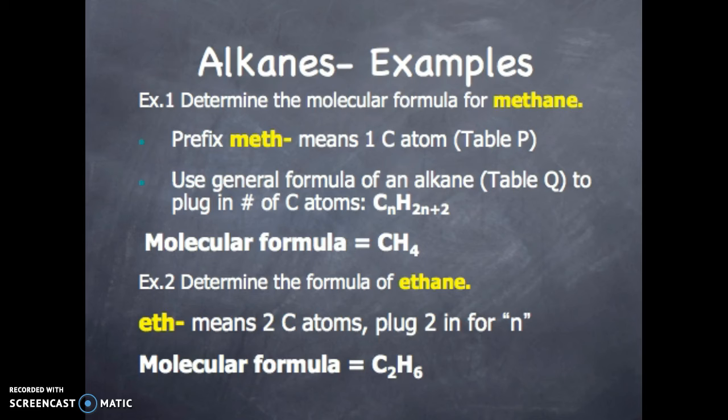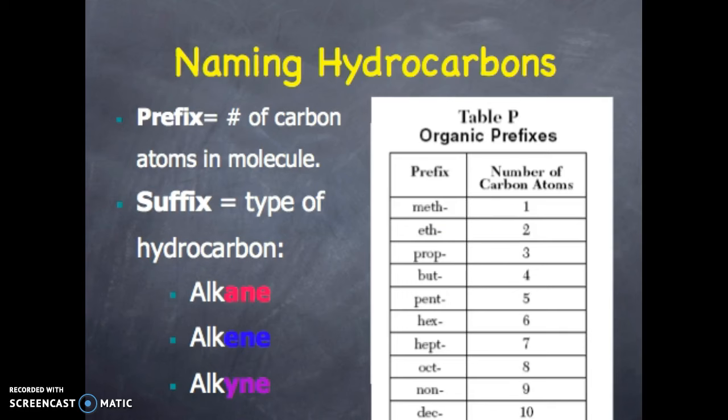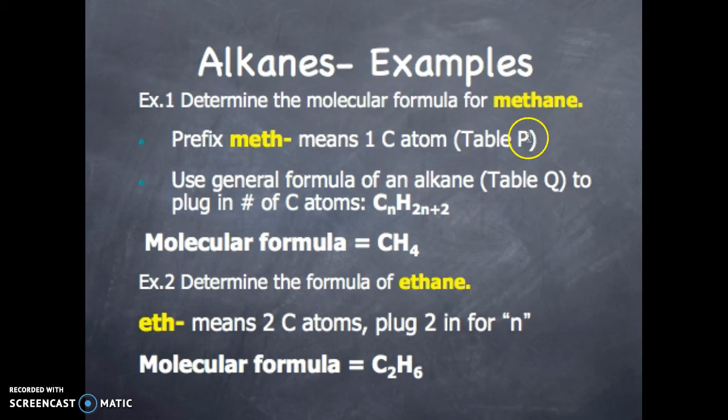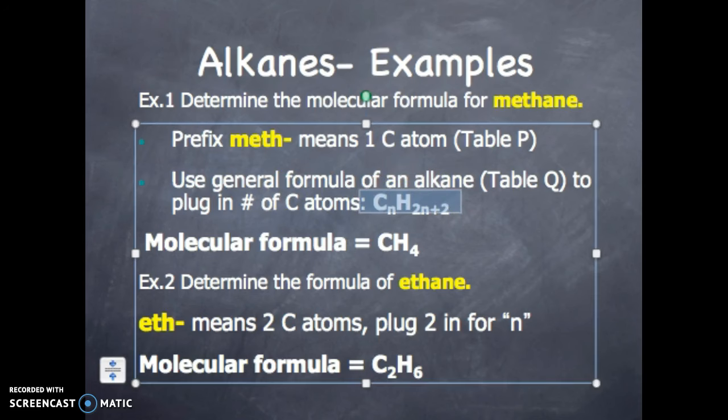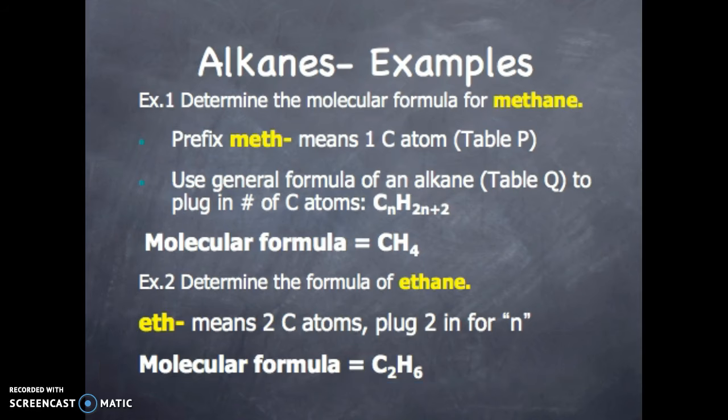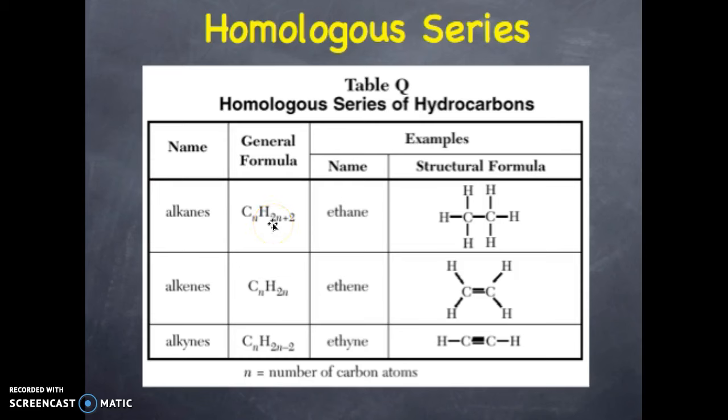So let's look at some examples of how you name an alkane. The very first alkane in the series is methane. What does meth mean? Meth means one carbon. Okay, what does ane mean? Ane means it's saturated. Ane means it's an alkane. It also means it obeys this general formula, CnH2n plus 2. Where did that come from? That came from our table, CnH2n plus 2.